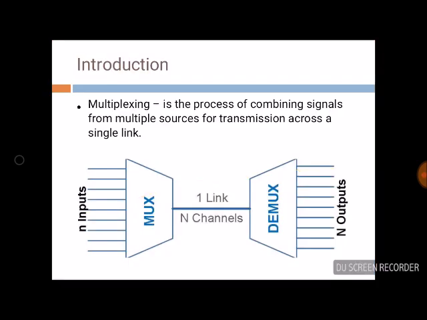Bear with me, this topic is very short, but I'll try to get through it as well as I can. Now, multiplexing is the process of combining signals from multiple sources for transmission across a single link. As you can see in the picture here, you have a number of inputs, and they're all channeled through a single link.